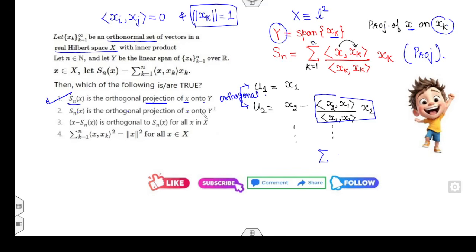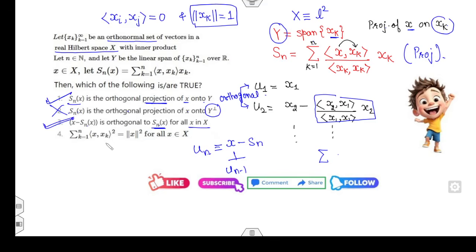Sn is a projection of x on the orthogonal complement. That's a wrong option. What is x minus Sn? X minus Sn is basically my un, and un is orthogonal to the previous value u of n minus 1. So xn is orthogonal to the Sn for all x. Yes, it's also the correct option.